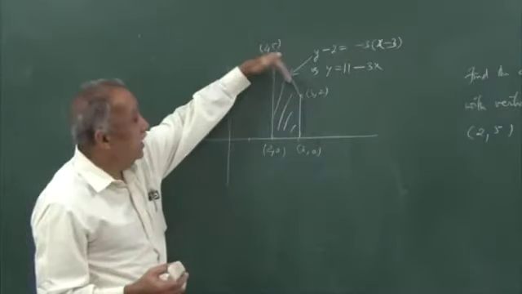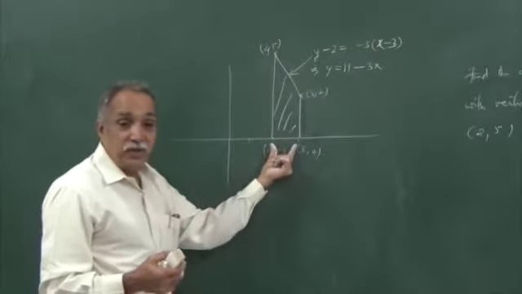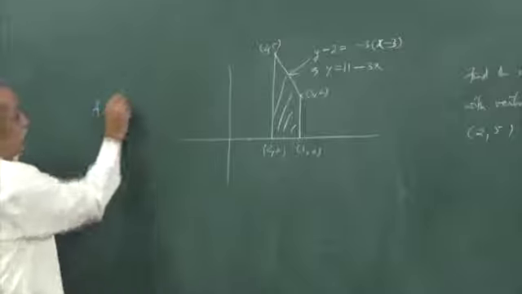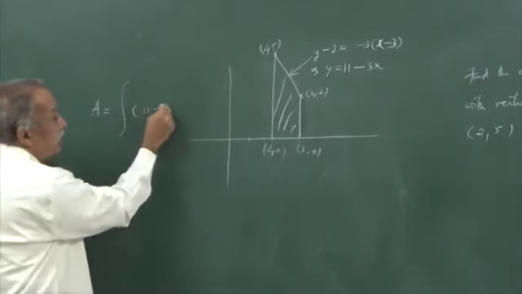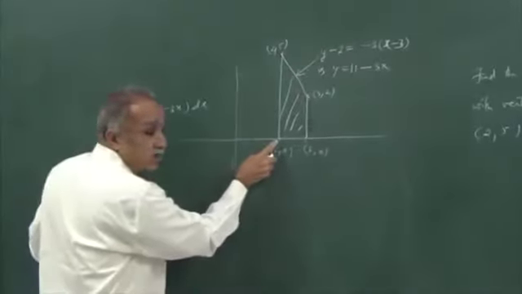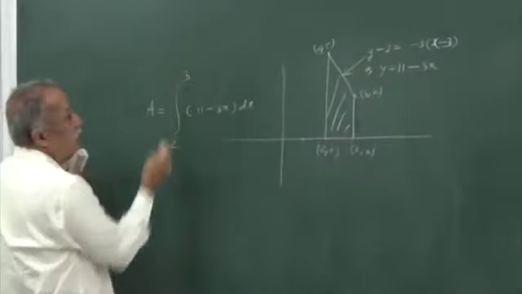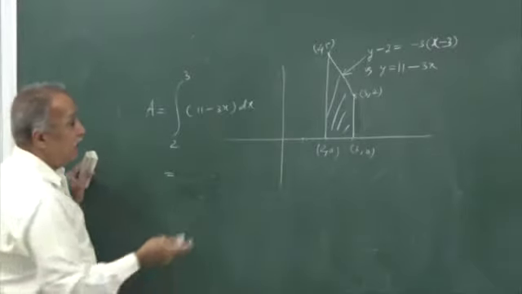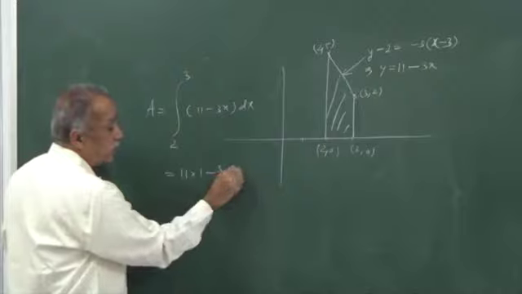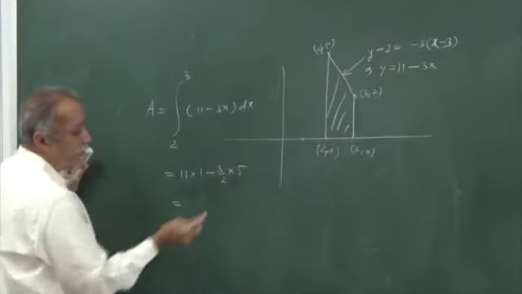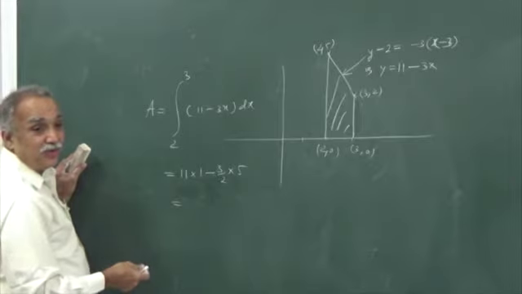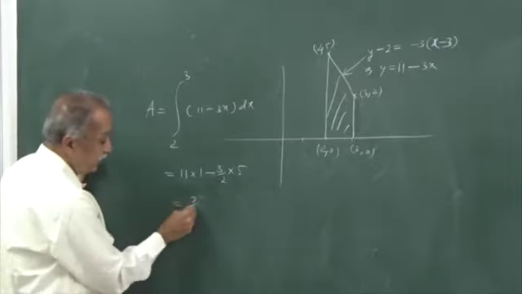Because the line is not crossing the x-axis between the two ordinates, the area is obtainable as a definite integral. The area is simply the integral of y, that is 11 minus 3x, with respect to x between the limits 2 and 3. Clearly it is 11 into 1 minus 3 by 2 into (9 minus 4), which is 7 by 2.